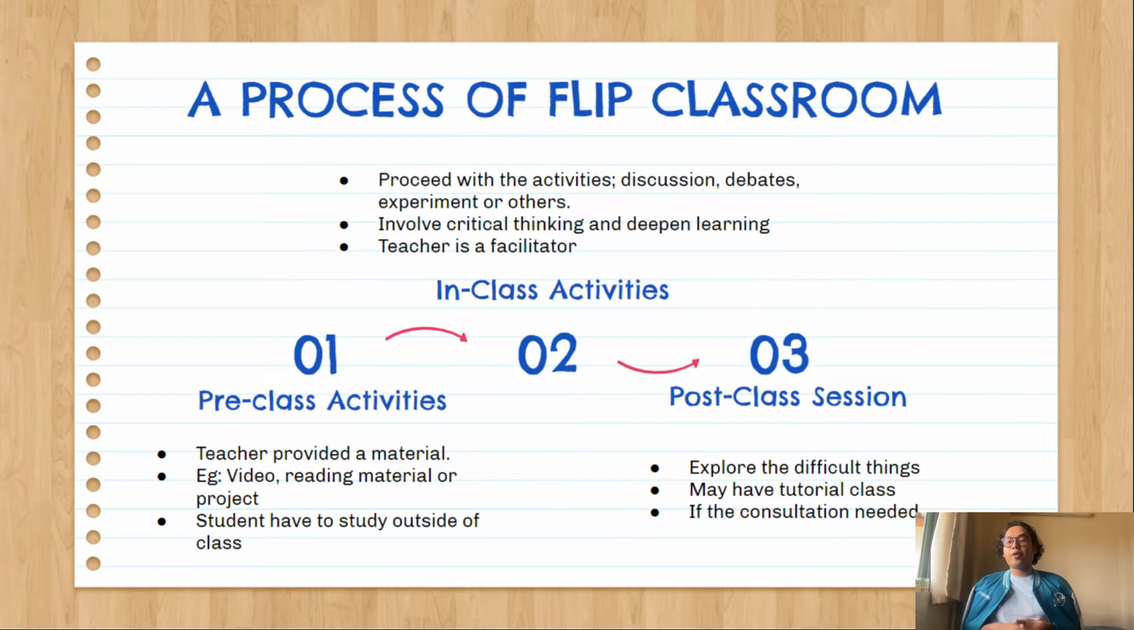Next, we have in-class activities. In the class, if the teacher gave activities earlier, they have to proceed with the activity in the class. Also, a discussion among the students and teacher could be held in the class, but the activities are based on the material given before. So this session involves critical thinking and independent learning. So the teacher doesn't have to explain from A to Z. Otherwise, the teacher can only be a facilitator in the class and answer student questions.